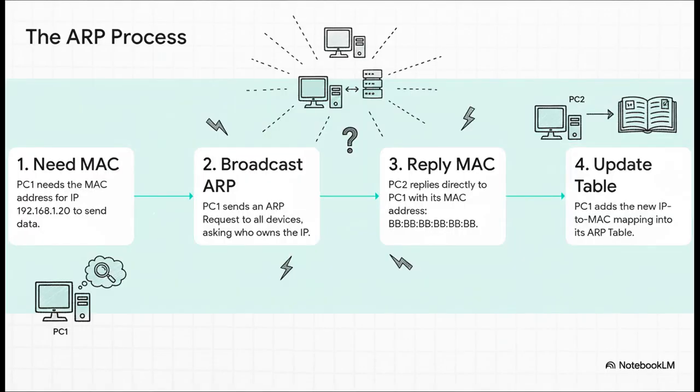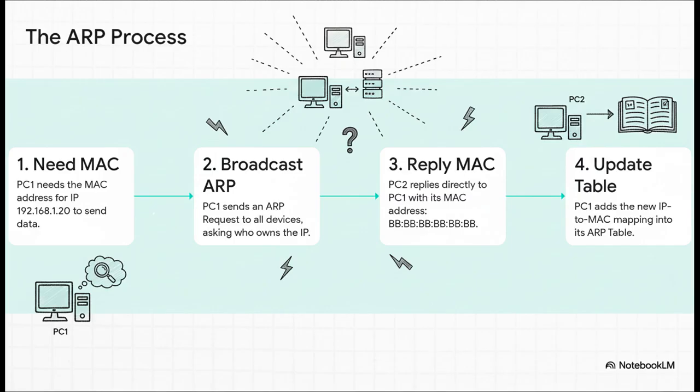This slide just lays out the whole dance perfectly. Let's walk through it. First, PC1 wants to send something to an IP address, but it's missing that physical MAC address. So what does it do? Step 2, it broadcasts a message to everyone on the local network, basically shouting, "Hey, who owns this IP?" Every device hears it, but only PC2, the actual owner, responds.